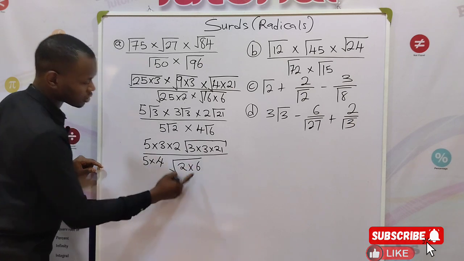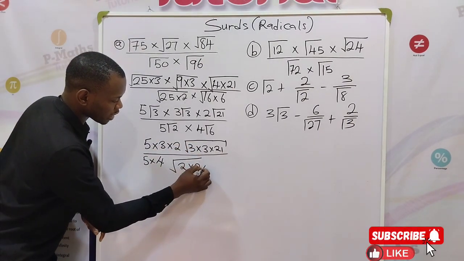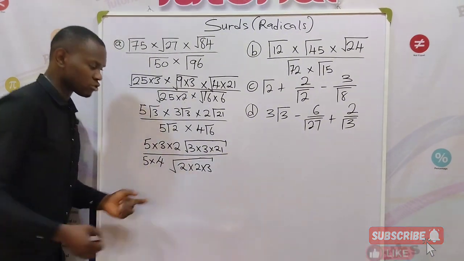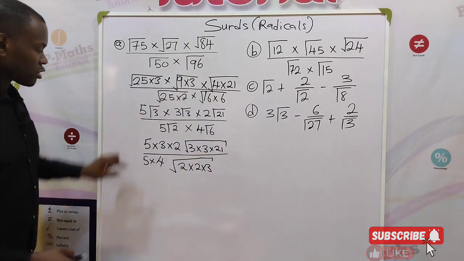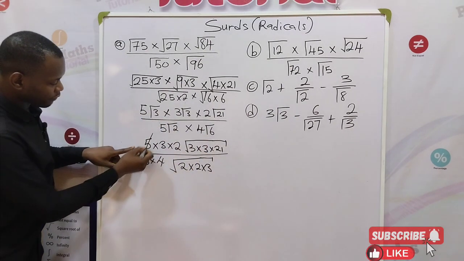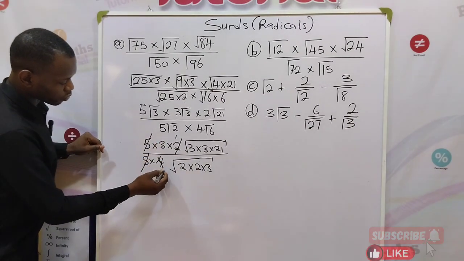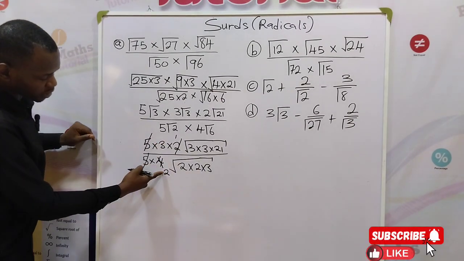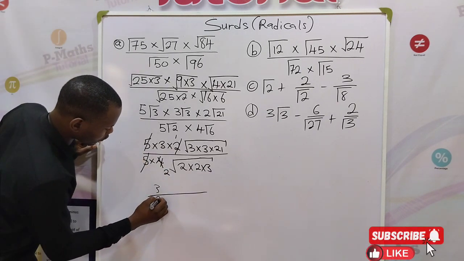2 times 6. Now for this 6, I'll write it as 2 times 3, so that it will be easier to simplify. 2 times 3 is 6. So over here now, you discover that 5 can divide 5. 2 divides itself, 1. 2 divides 4, 2. So what do we have remaining? 3 and what? 2. So we have 3 over 2.